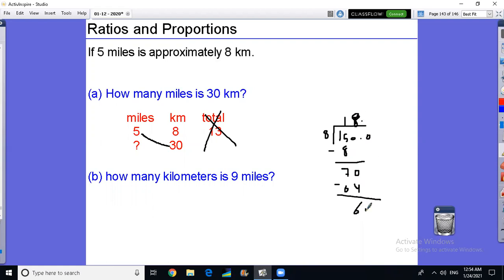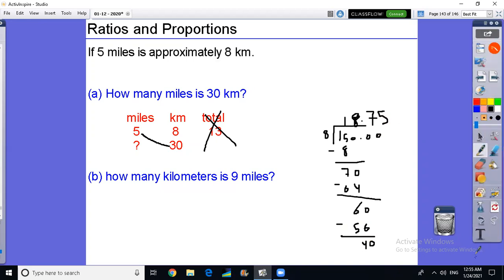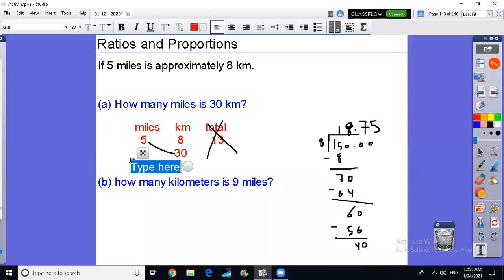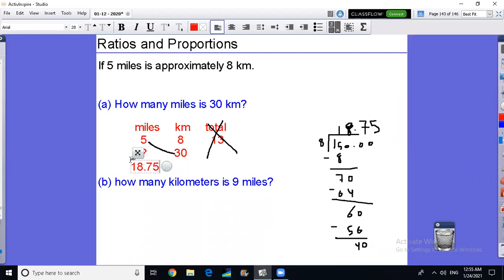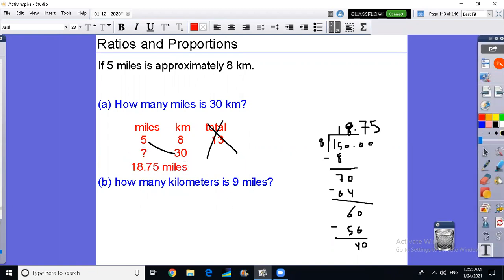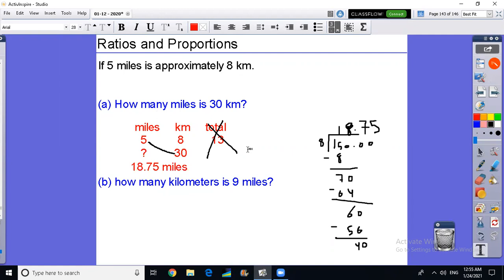Put here 0.0, bring the 0 down and put the point up. It's going to be 60 divided by 8, which is 7. 56, if you multiply the 7 and the 8, is going to give you 56. After you subtract them, it's going to give you exactly 4. If you bring down another 0 there is going to be 40 divided by 8 is exactly 5, 18.75. And this is the answer here. It is 18.75 miles. All right. How many kilometers is 9 miles? The same steps exactly is going to lead you to the answer.